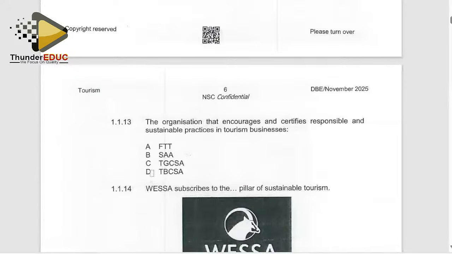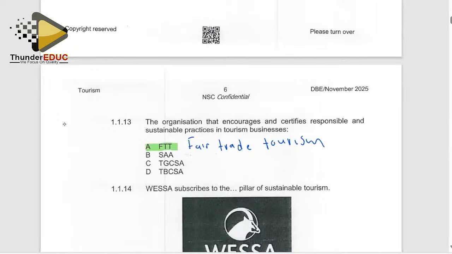1.1.13, the organization that encourages and certifies responsible and sustainable tourism practices. So this is the sole responsibility of Fair Trade Tourism, abbreviated as FTT. In full, this is Fair Trade Tourism.